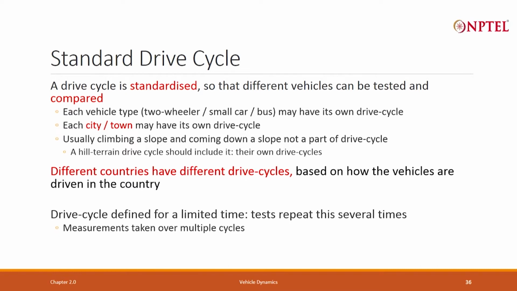Normally, a drive cycle is never defined for 100 kilometers; it is defined for smaller distances, 2 kilometers, 2.5 kilometers, a small time, and then you keep on repeating that cycle. You do not want to take measurements on one cycle, because maybe some slight extra energy or less energy was used. So, you repeat that drive cycle 10, 20 times and then take the measurement. Measurements are taken over multiple cycles.